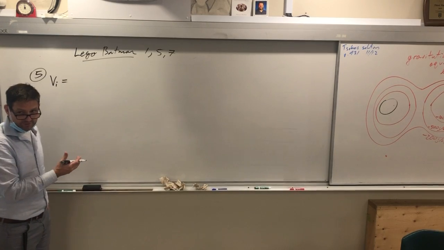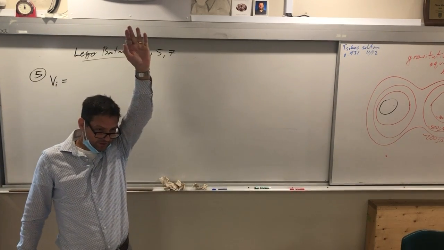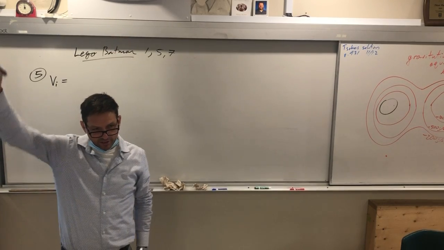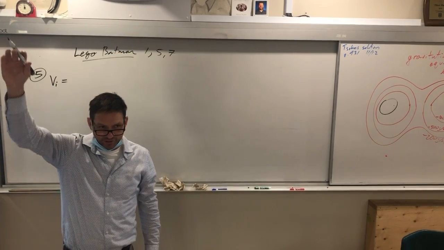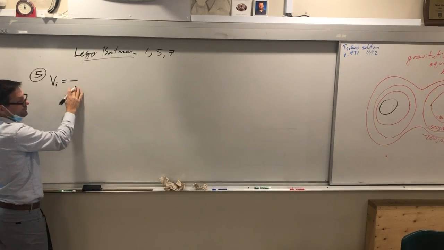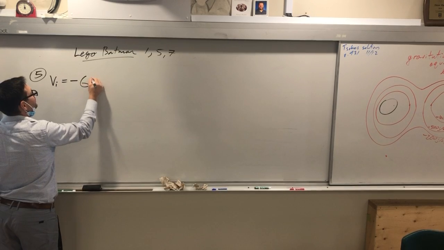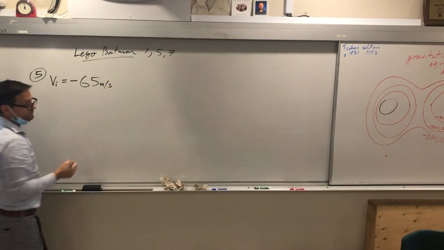Which one would you like me to do? Who says like, no, down is negative, always keep it negative? Who says, no, we're gonna make up positive? Only a couple. Okay, so I'm gonna do negative. You can keep these numbers all positive, it will come out the same. So we shoot him downwards at 65 meters per second.